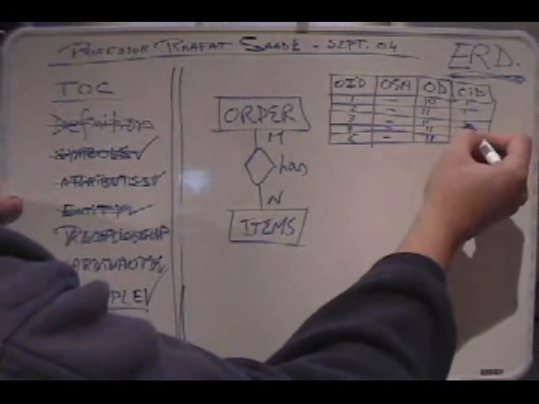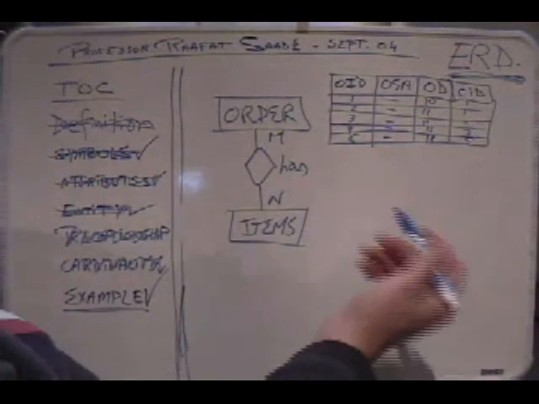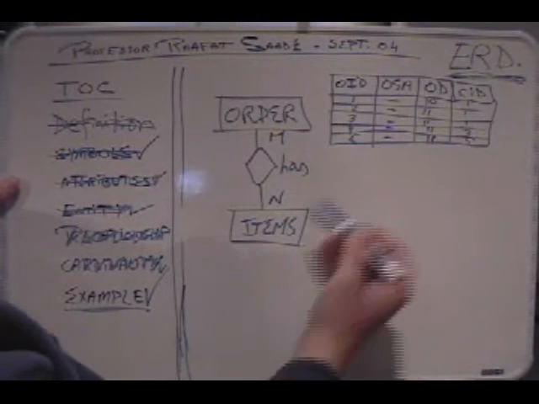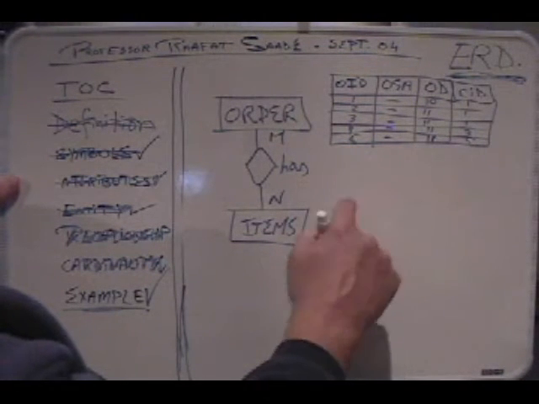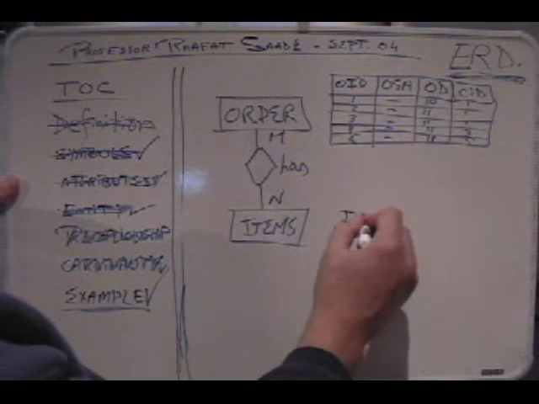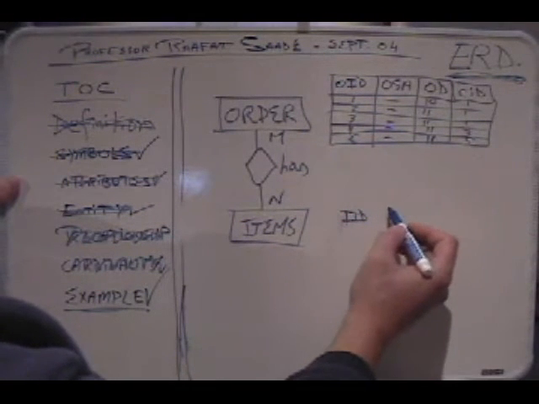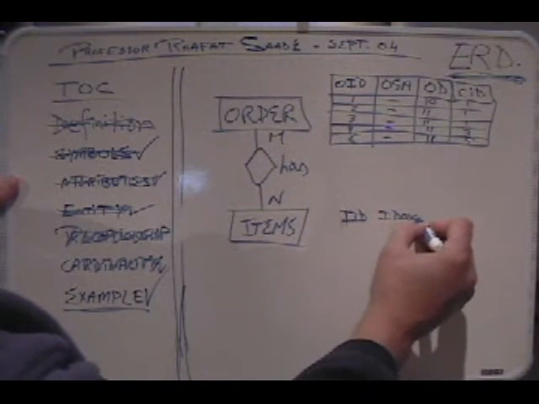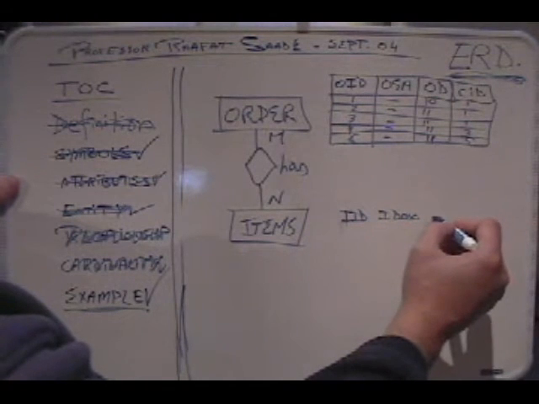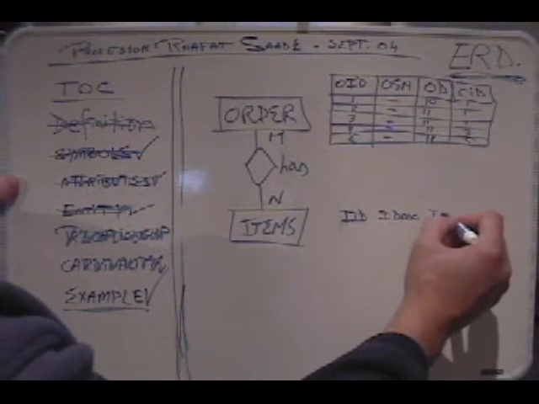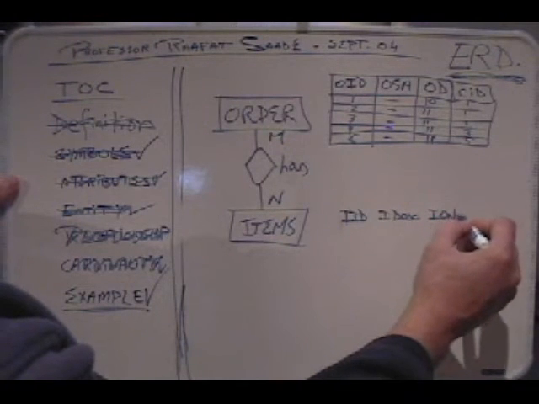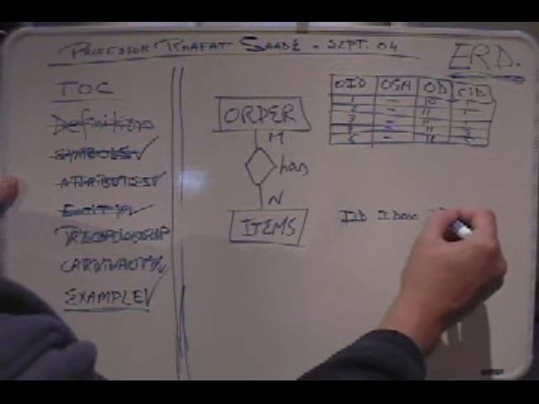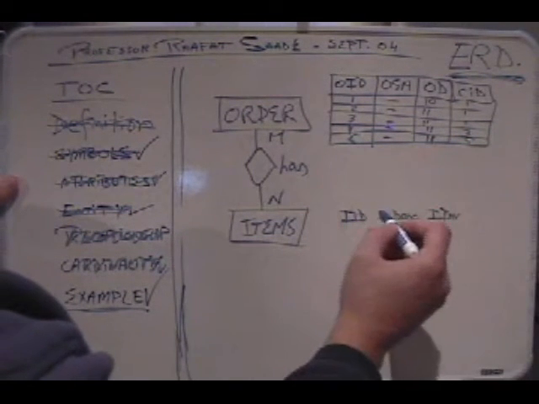Customer ID 1, 1, 1, 3, 5. These are the customers who place those orders. Items is what? Items could include item ID, item description, and items on hand, or we could say items in inventory, okay, and so on.